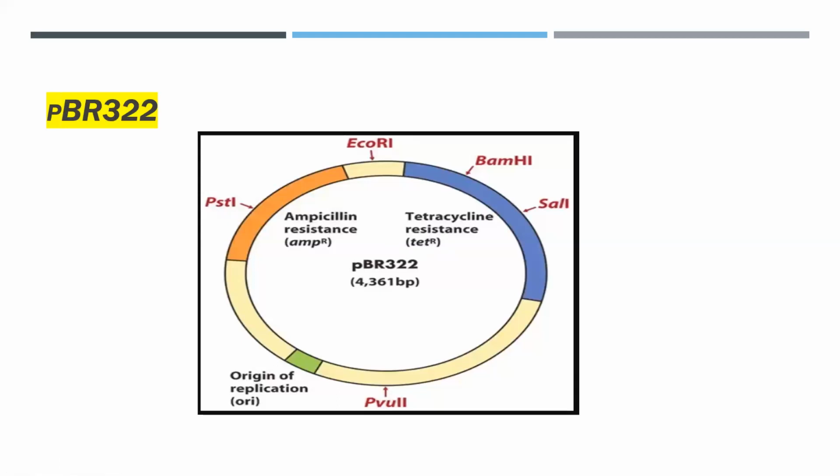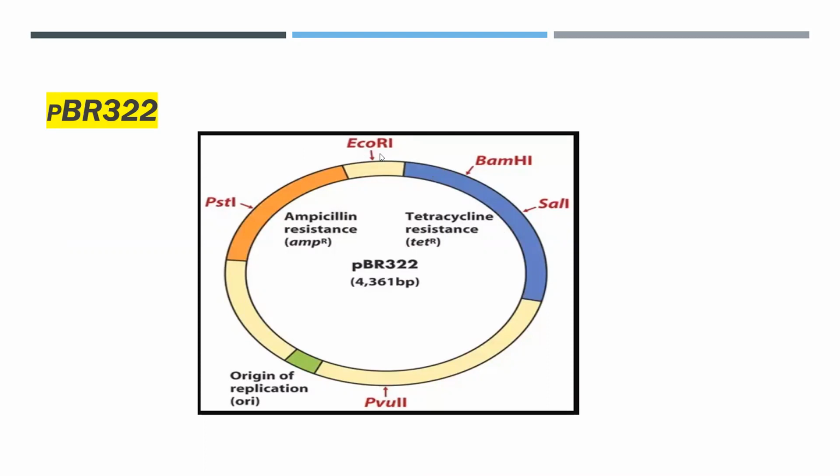The plasmid has unique recognition sites for the action of restriction endonucleases such as EcoRI, BamHI, PstI, and PvuII. These are restriction enzymes. Look at here. These are the restriction endonucleases.